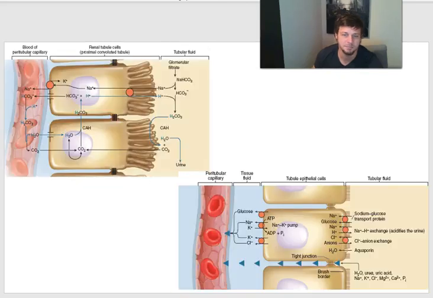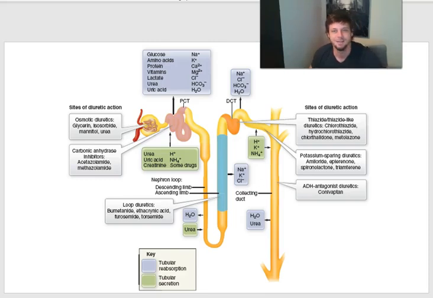And then as we go down the loop of Henle, sodium gets reabsorbed with chloride, and that's what you're seeing over here. So a summary of all this is right here: you're going to have your superfiltrate, then you're going to have your tubular reabsorption. So all this stuff starts getting reabsorbed up here in the proximal convoluted tubule. These things start getting secreted from the tubules into the body, back to the blood.